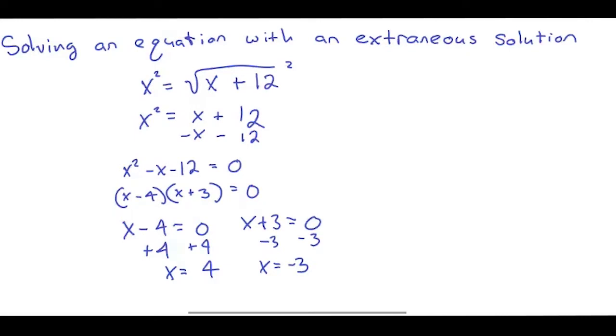So if you'll remember, the original equation looked like this: x equals the square root of x plus 12. If I plug in these values for x, both of them should work. So let's check. Hypothetically, let's plug them in.